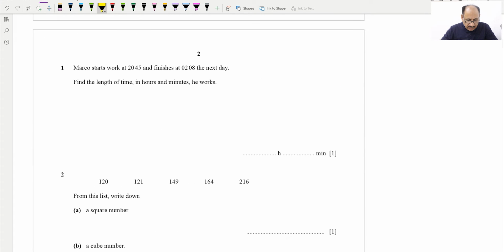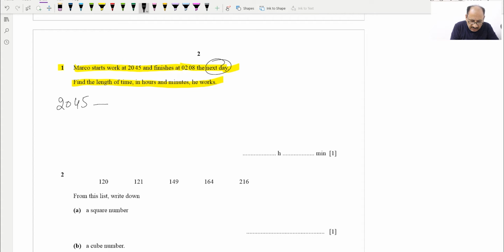Let's move to question number 1. Marco starts work at 20:45 and finishes at 2:08 the next day. Find the length of time in hours and minutes he works. So for this one, he starts work from 20:45 and the next day he's finishing.